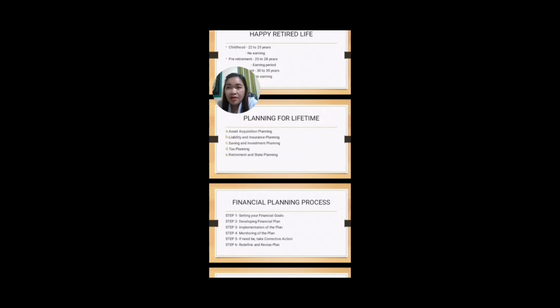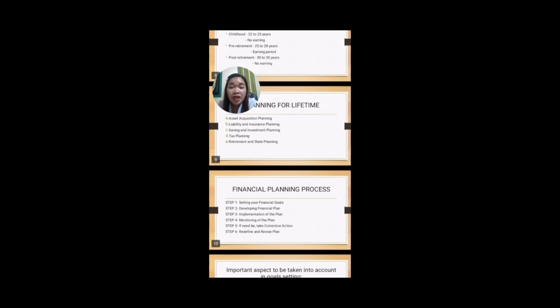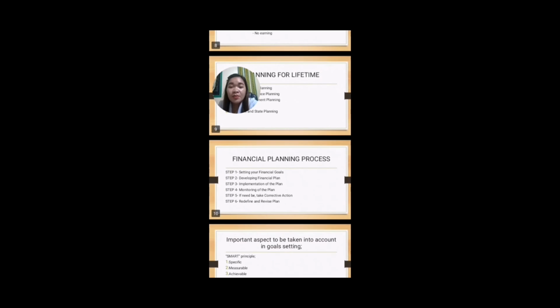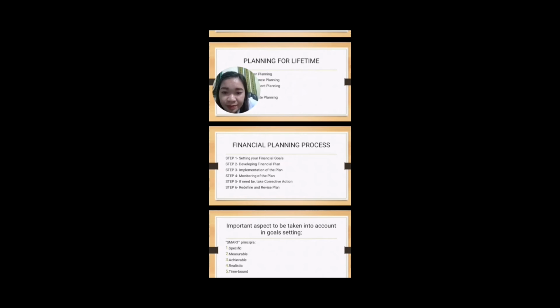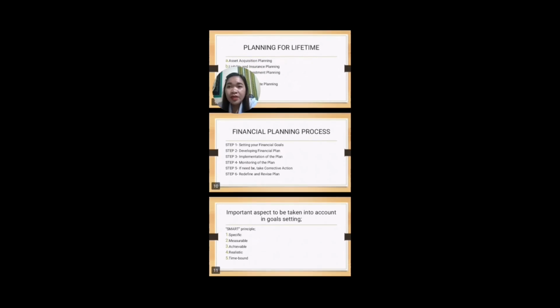Then, the financial planning process. The financial planning process has 6 steps. Step 1 is what we call setting your financial goals. We have seen earlier various milestones in someone's life. Each of the milestones becomes a financial goal.